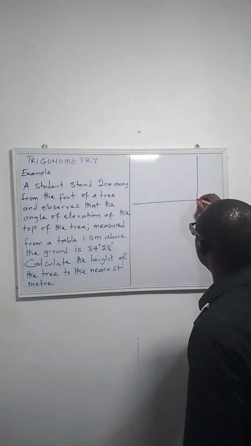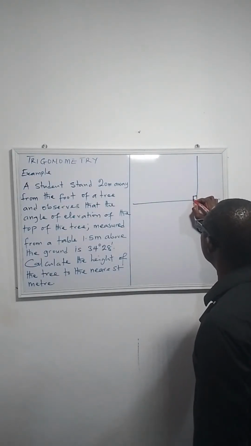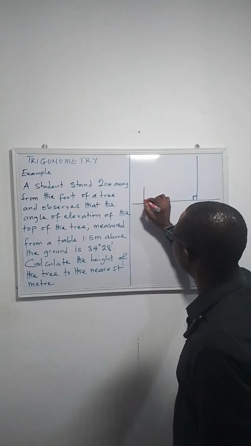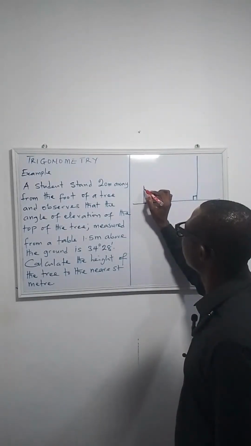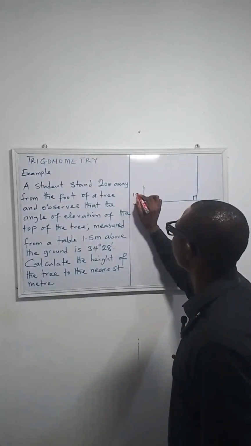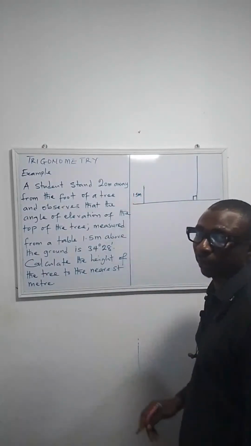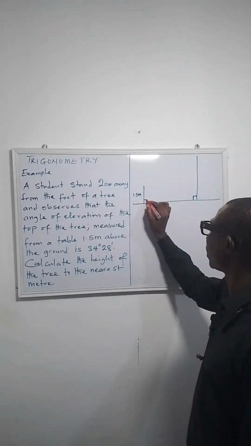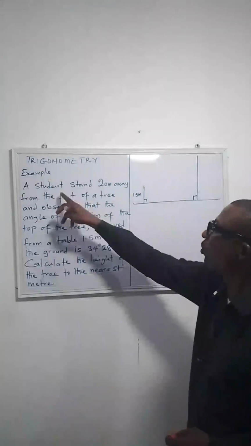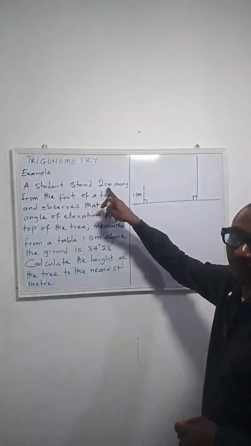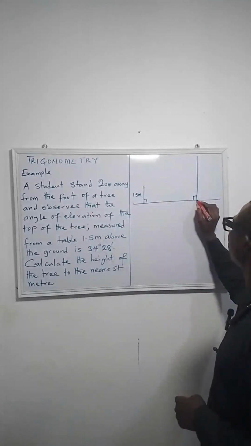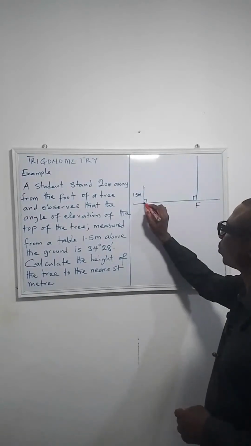Suppose this is the height of the tree, and we have a table. The table has a height of 1.5 meters, and that table is perpendicular to the horizontal ground. Now let's go back to the question. A student stands 20 meters away from the foot of a tree. Here is the foot of the tree. Let's call it L. Now, the student is here.